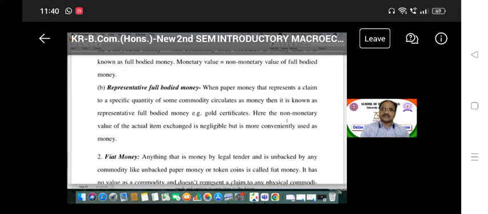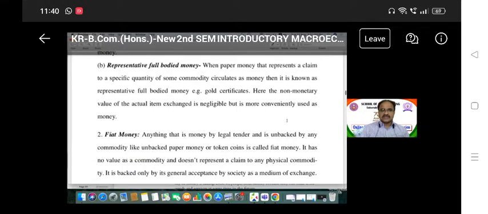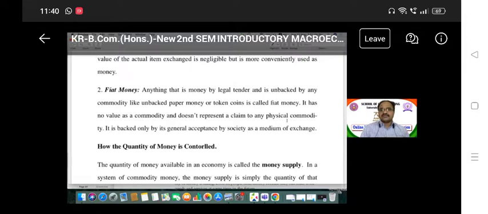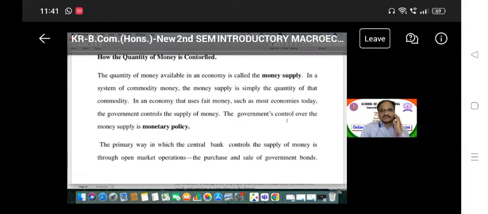That is the full-bodied money. Okay, next, fiat money. What is fiat money? Anything that is legally tendered money, unbacked by any commodity, unbacked paper money, right? So token coins and all. Token coins means whatever you are given, any kind of tokens as a currency, right? So that is the fiat money. Got it? So this is how the quantity of money is going.